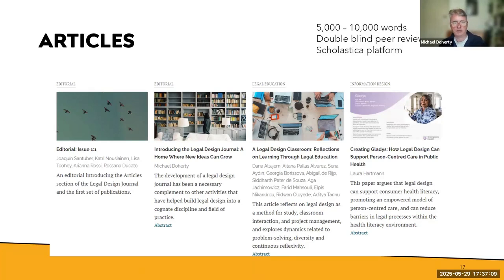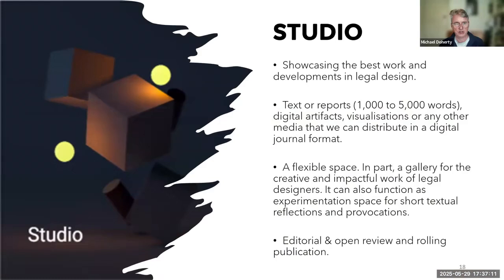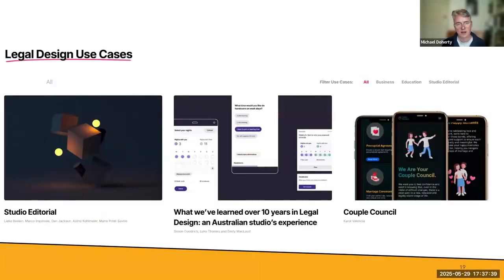And this is just an example of some of the articles we published in our first issue, with a WordPress-based front page to the journal, which is far more visually engaging, and that's where our studio is. Our studio is essentially a place for case studies, for practical work. So partly a gallery, partly for shorter pieces of work, artifacts, visualizations, etc. And that's just an example of some of the things that we published in the first issue.